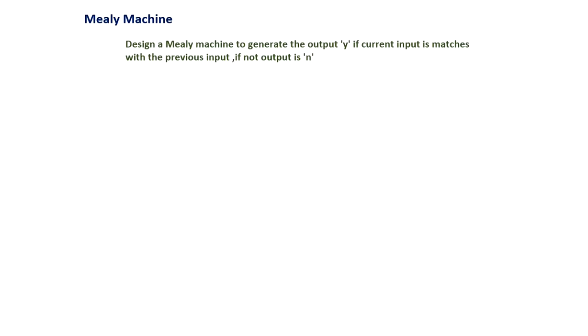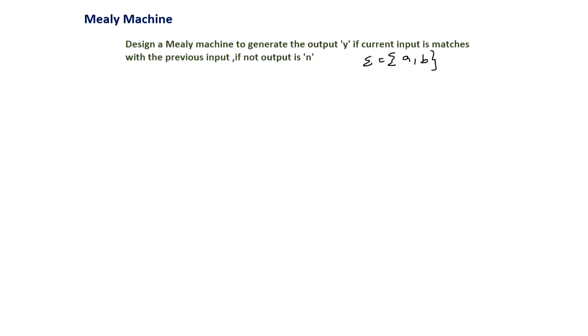We will design the Mealy machine with an example. Design a Mealy machine to generate the output Y if the current input matches with the previous input. If not, output is N. Here we will take the input alphabet as A, B.